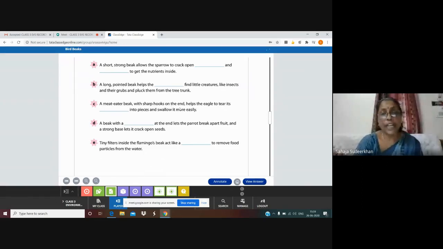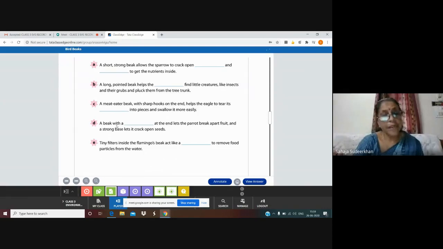Now, a meat eater's beak with sharp hooks on the end helps the eagle to tear its prey, means meat of the prey, food. It likes to eat the meat, tear it into pieces and swallow it more easily. So, to tear its prey into pieces.